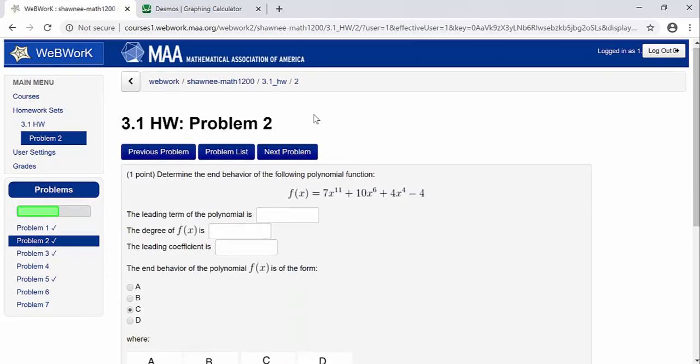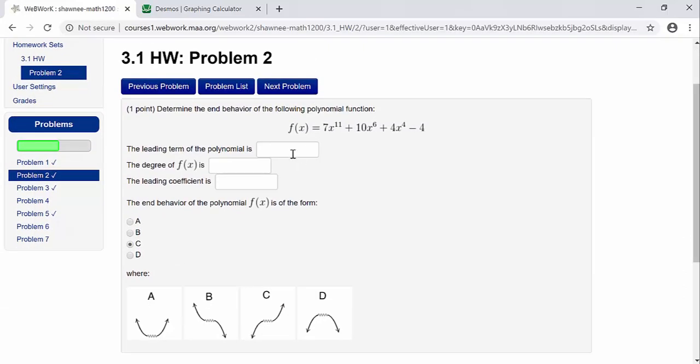On problem 2, we have to determine the end behavior again. So now this function is written in standard form in decreasing powers of x, so the leading term is actually the first term, 7x to the 11th. Again, this is the term that has the highest exponent. The degree is 11, the leading coefficient is 7.